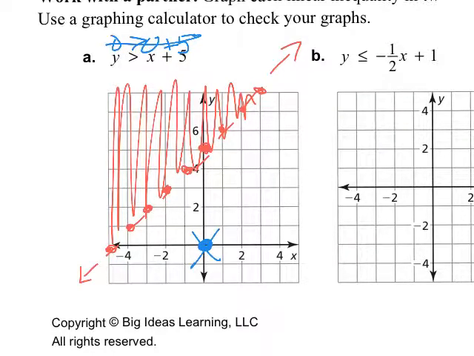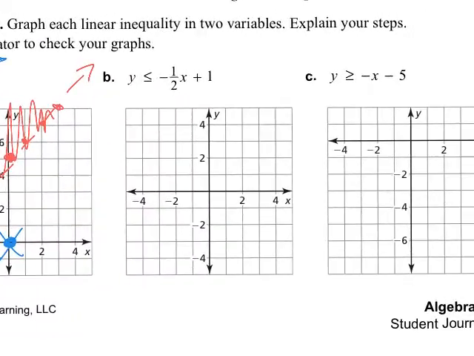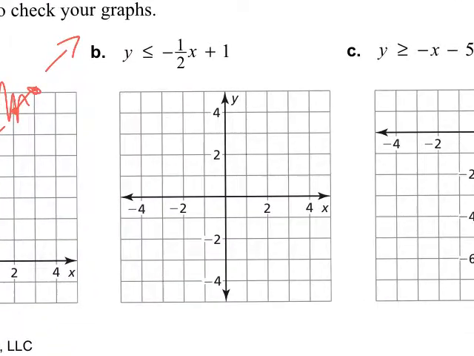Okay? So let's try that on B. I have positive 1 for my y-intercept, so that goes on my y-axis. I have a negative 1/2 for my slope, so that's down 1 over 2. Down 1 over 2. Can also go up 1, left 2, up 1, left 2.